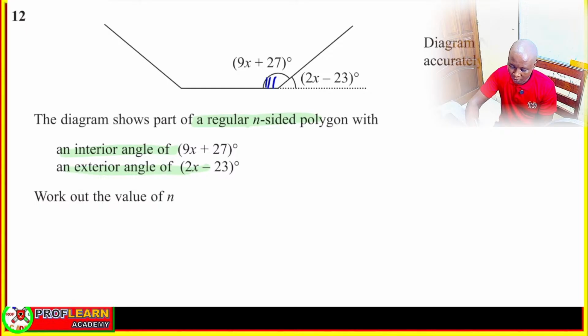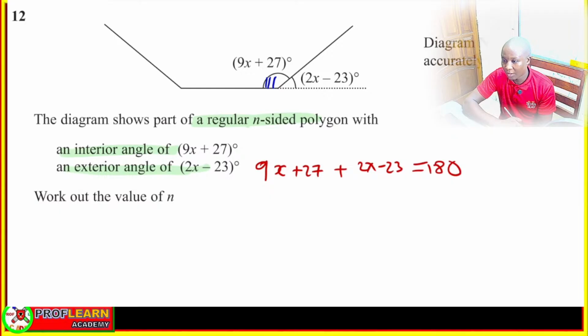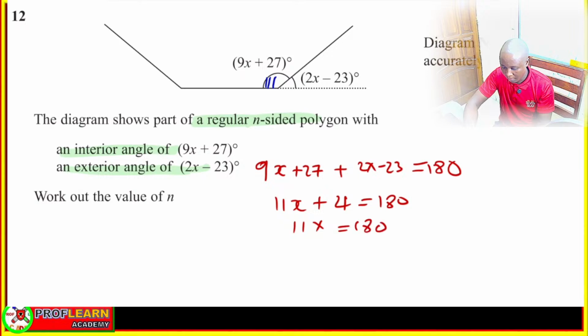So meaning that if we have that, we can say 9x plus 27 plus 2x minus 23 should be equals to 180 degrees. So that we are going to have 11x plus 4 is equals to 180. So 11x is equals to 180 minus 4, and that is going to translate to 11x is equals to what?